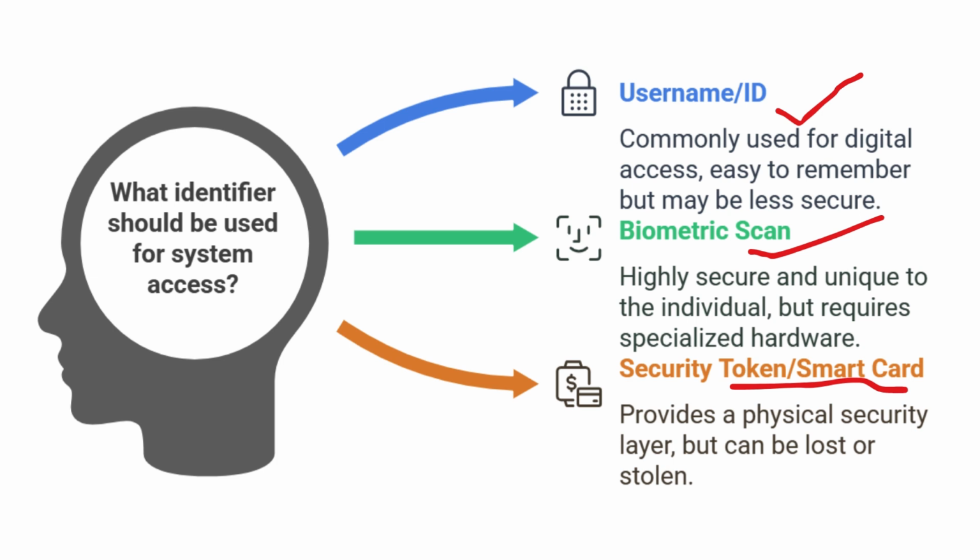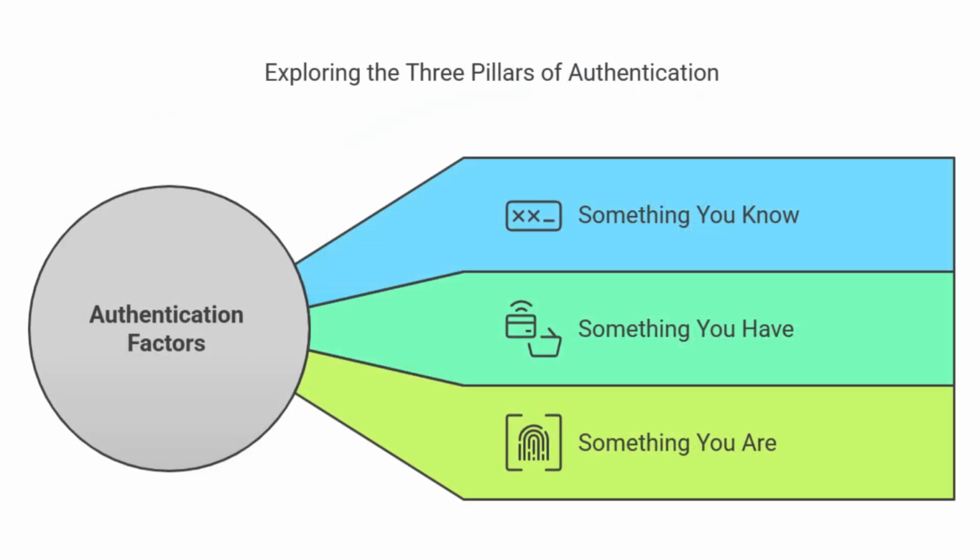But the identification alone is not enough. Just because someone says they are John Doe does not mean they actually are John Doe. This is why we have authentication, which is the next step in the process. Authentication is about proving you are who you say you are. Authentication is the process of verifying that the identity claimed by the user is valid.